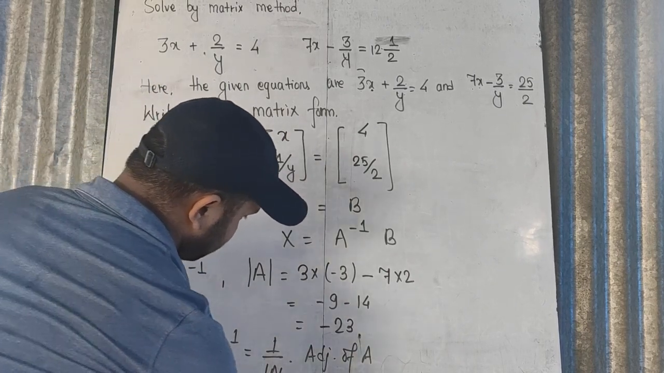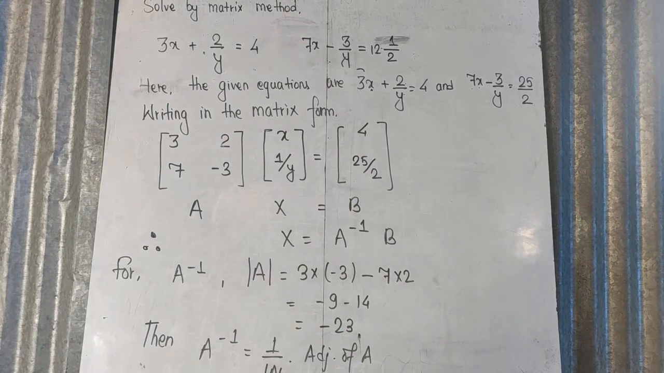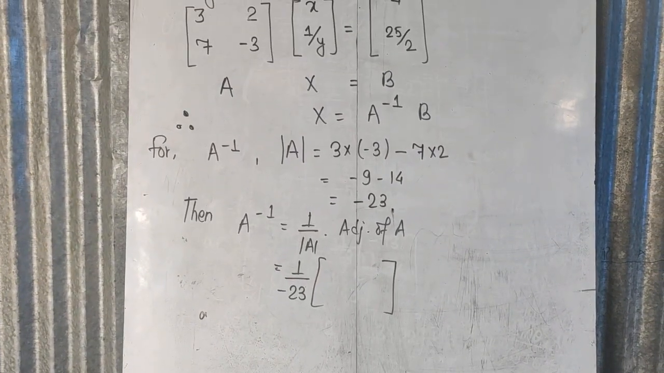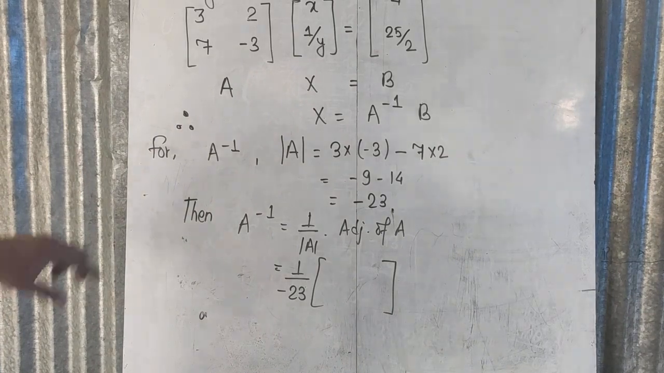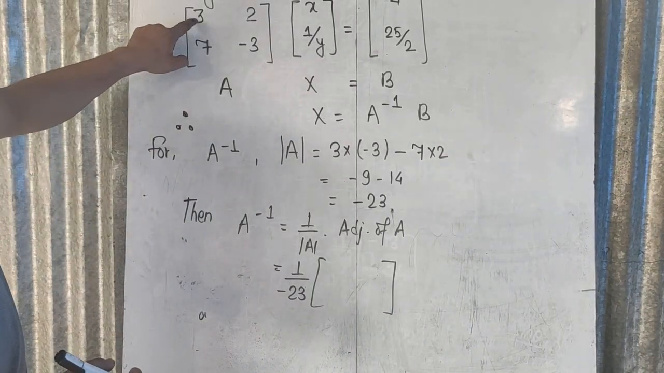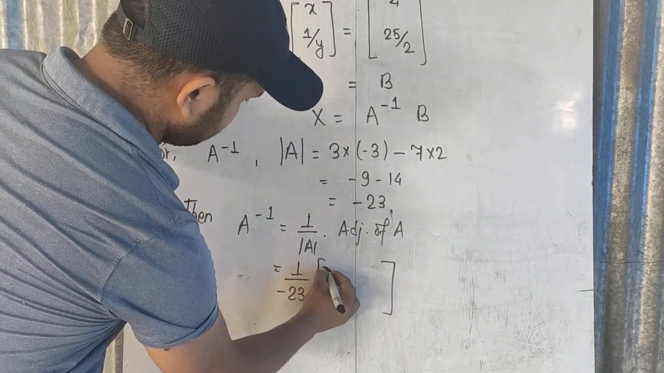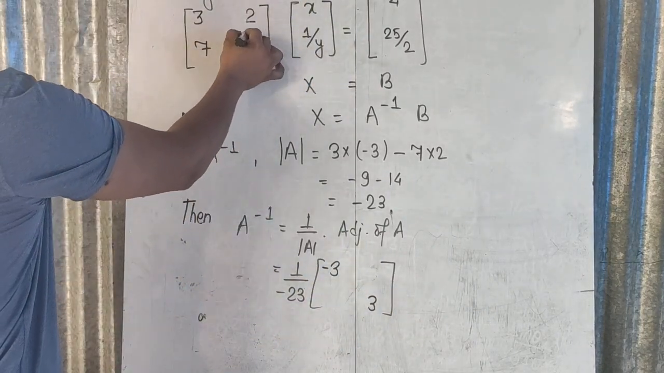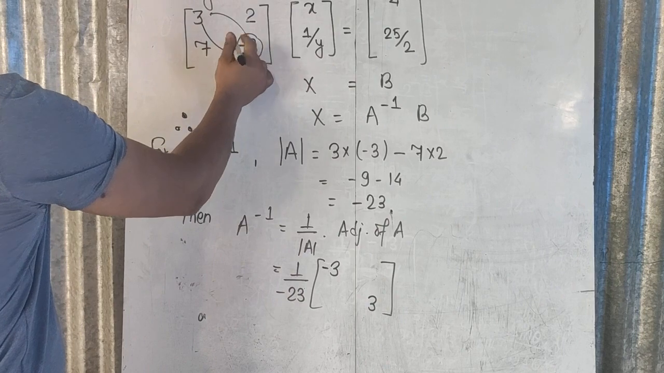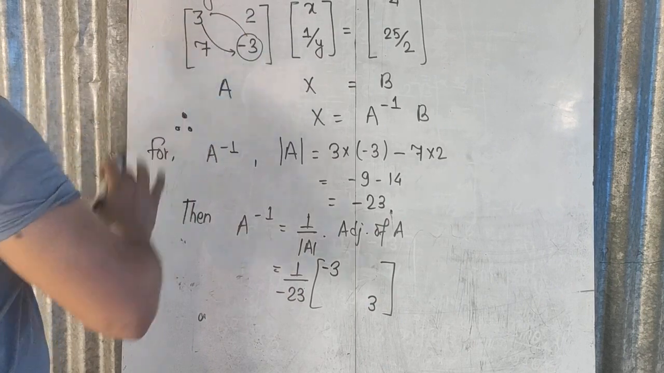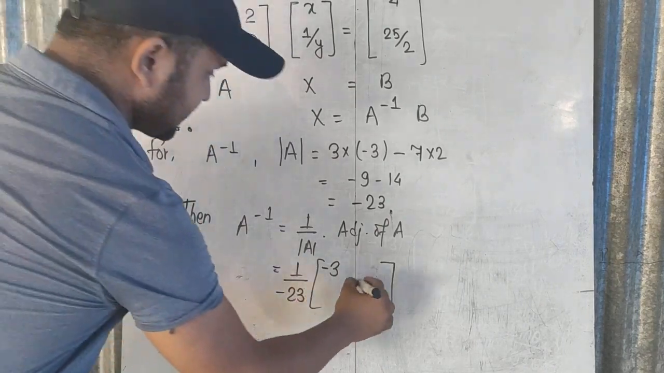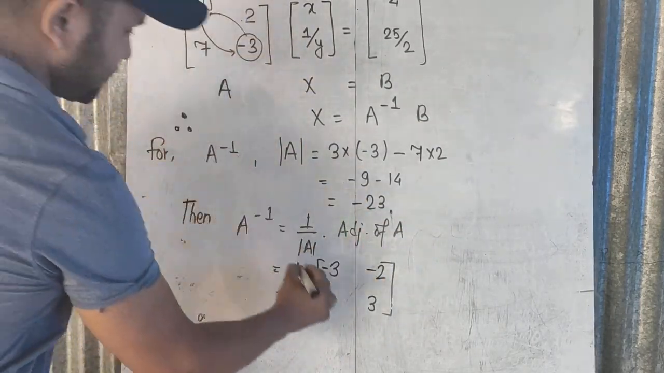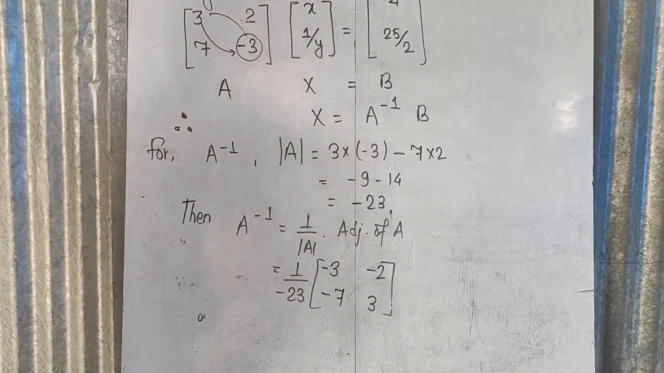Now to find the adjoint of A, we first interchange the elements that lie in the principal diagonal. You can see 3 and minus 3. Now we change their position: minus 3 and 3. This minus 3 goes here, and then this 3 comes here. Now 2 and 7 are the remaining elements. We change their sign. If there is plus, we make it minus. Here is also plus, we make it minus. So this is how we got A inverse.